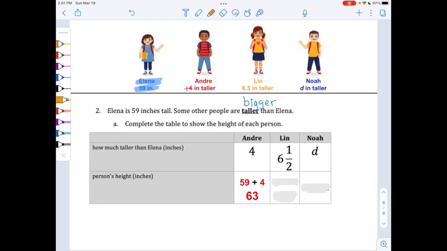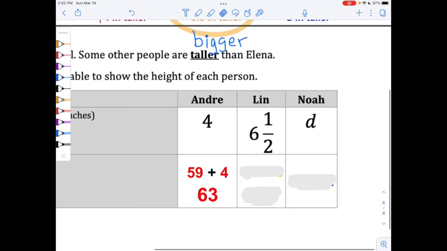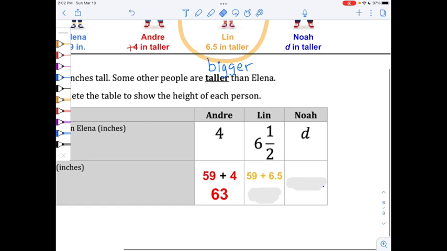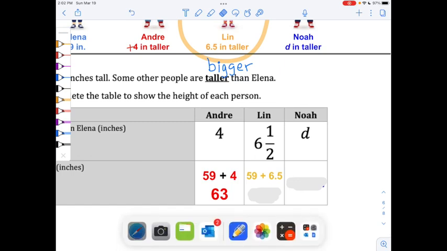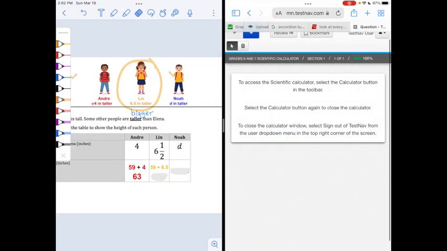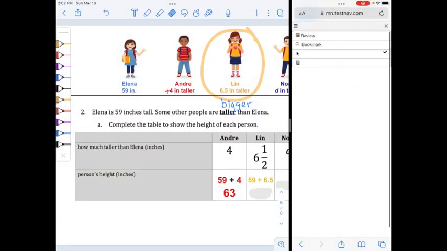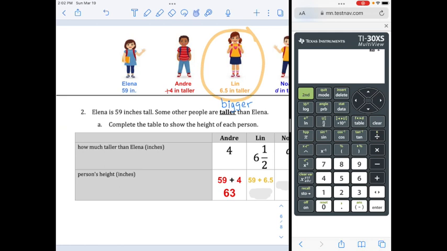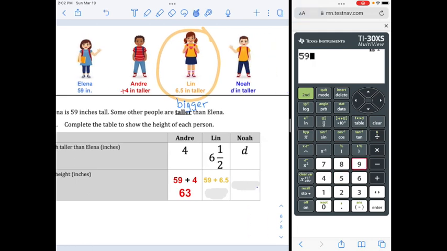Then there's Lynn. Lynn's here with the heart shirt. Lynn is 6.5 inches taller than Elena. So we're going to start with Elena's height plus 6 5/10. All right, it looks like we might need to bring this back. Plus 6 5/10. Go, calculator. All right, Elena's height, 59, plus 6 5/10, gets us to 65.5 inches tall.